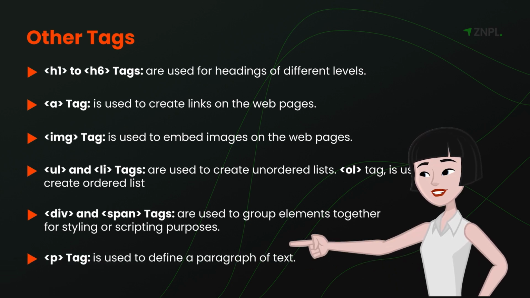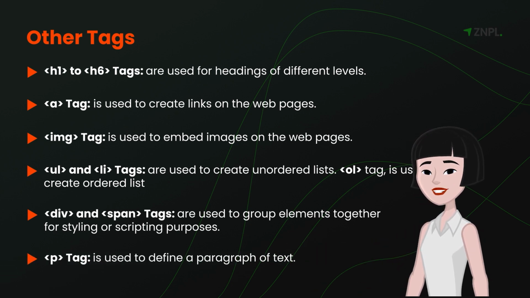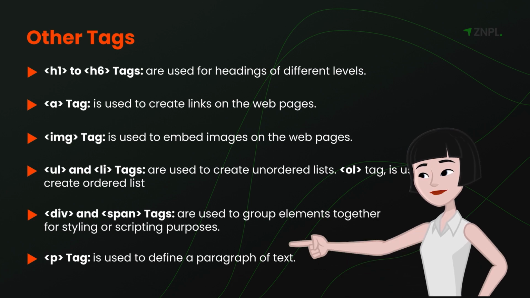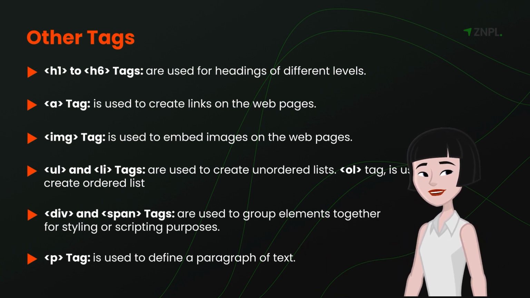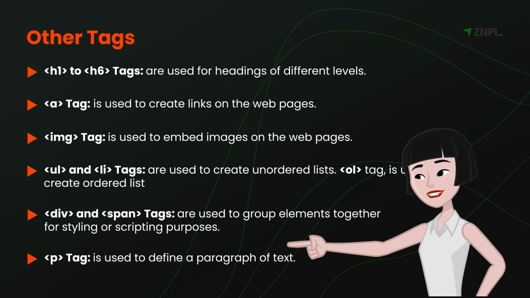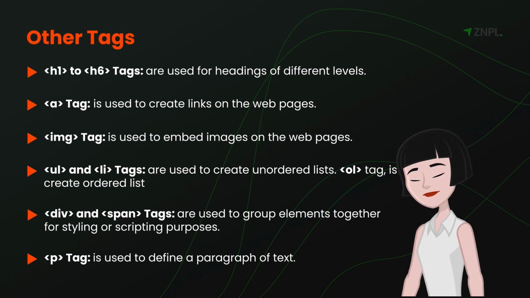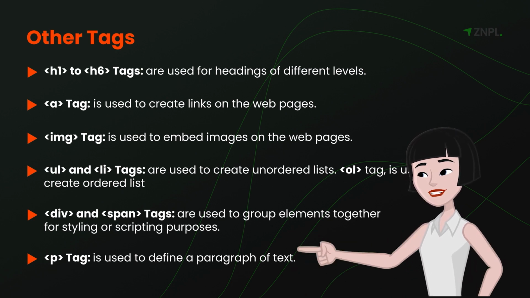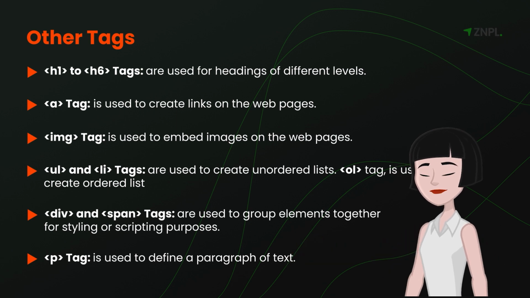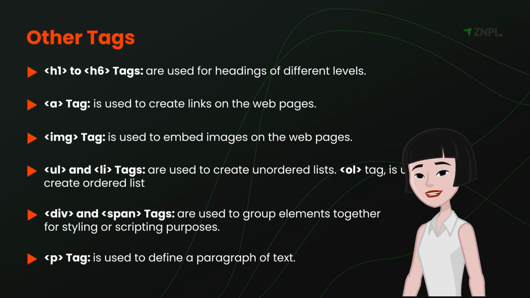The ul and li tags are used to create unordered lists. The ol tag is used to create ordered lists. The div and span tags are used to group elements together for styling or scripting purposes. The p tag, which stands for paragraph, is used to define a paragraph of text. These are just a few examples, and there are many more HTML tags you can explore.